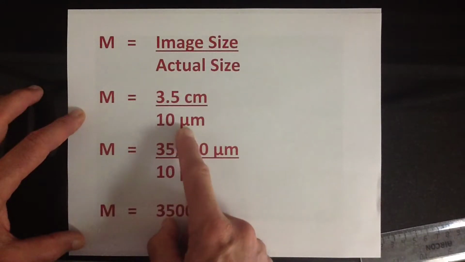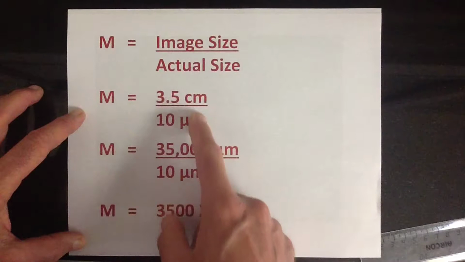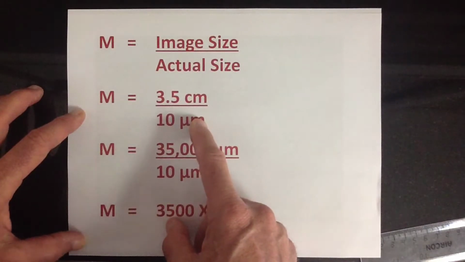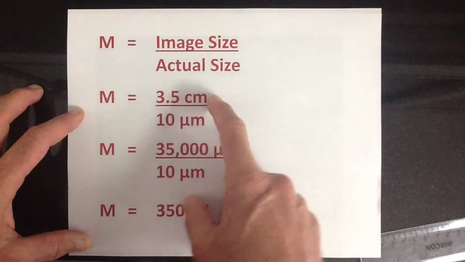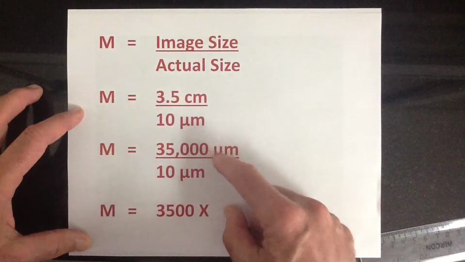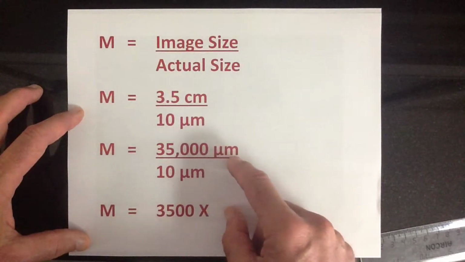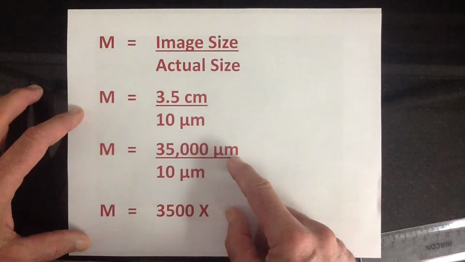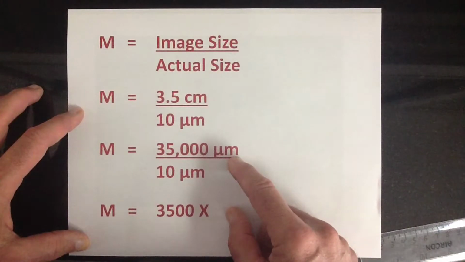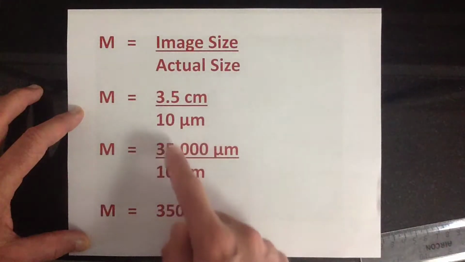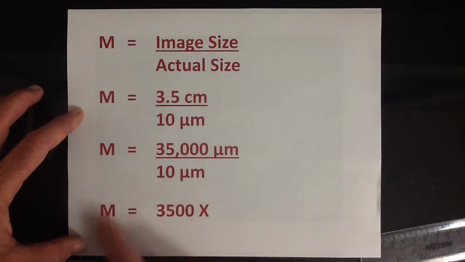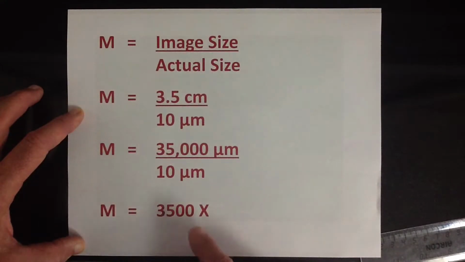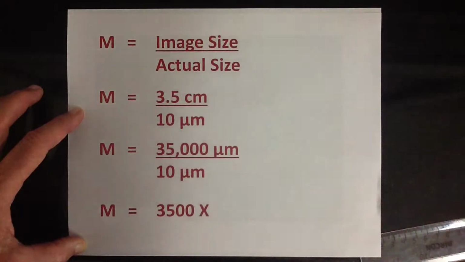Now it's important at this point that our units be the same because they've got to cancel in order to have a magnification value that is effectively unitless. So we convert the 3.5 centimeters to 35,000 micrometers. You need to remember that there are 10,000 micrometers in each centimeter. 35,000 divided by 10 gives us 3,500. The image, or any structure in the image, is magnified 3,500 times.